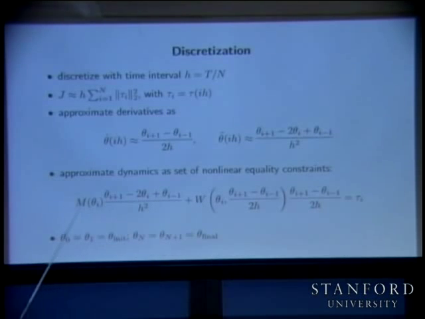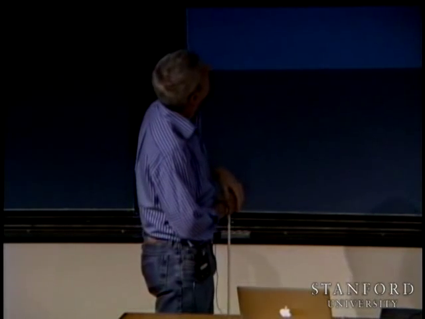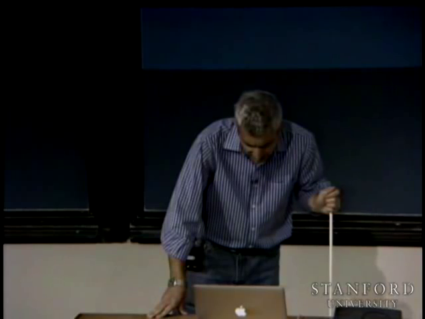Now, that's a set of horrible nonlinear equations, because remember, this mass matrix, if this were fixed, and W, if this were a fixed matrix, and if this were fixed, this would be a set of linear equations. So it's written like that, and the first, lazy thing to do is going to be quasi-linearization. That's kind of the obvious thing to do here. So let's do that.